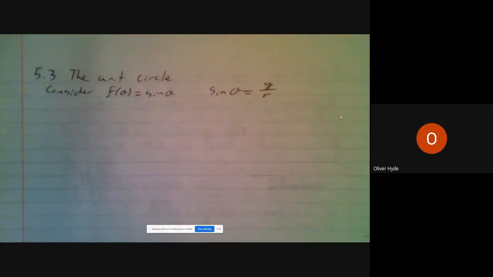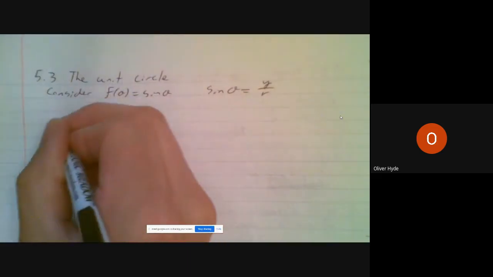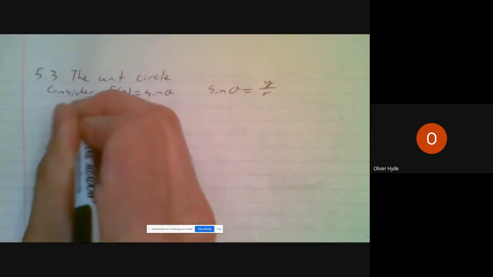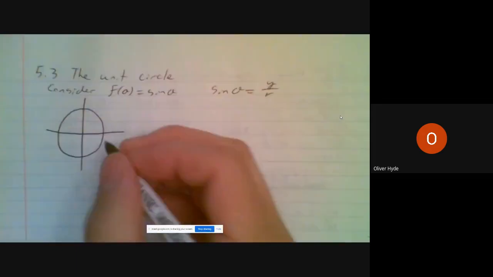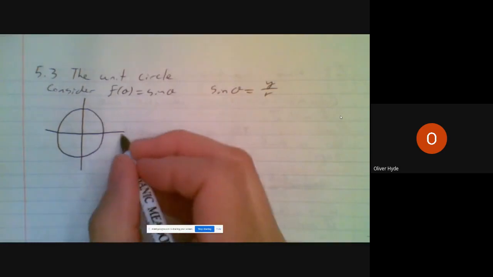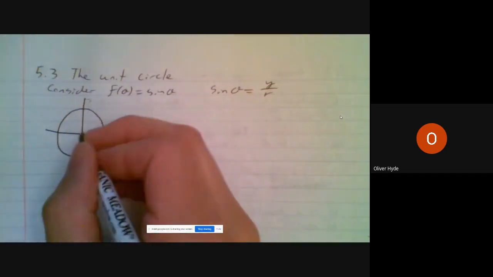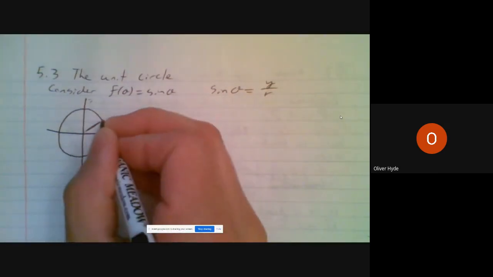Okay, so draw yourself a circle. And this circle is going to represent, maybe I should have drawn my axes first. This circle is going to represent your terminal arm going around. So here is an x value, here's a y value, here is your angle theta.